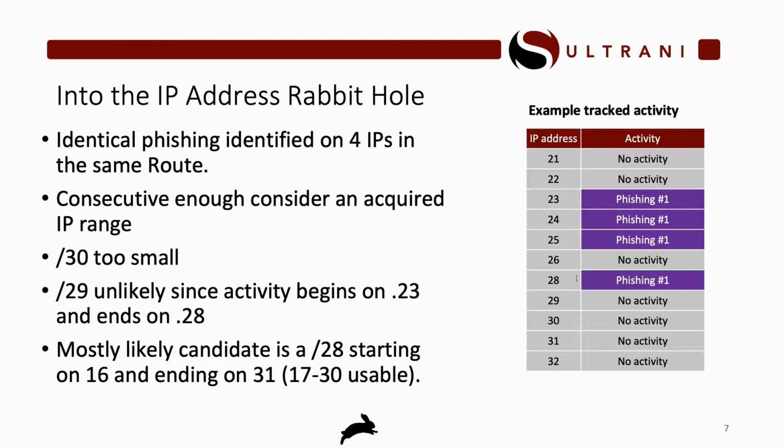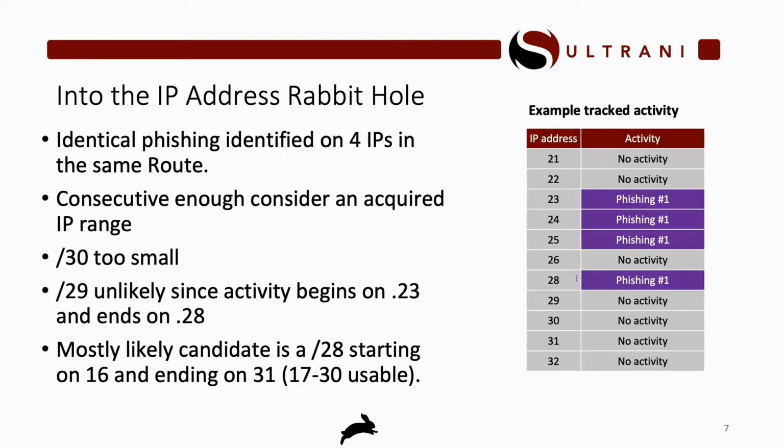And so what we might do with rule number one is look for the edges. In this case, we've got 4 IP addresses, 3 of which are consecutive. There's a gap between 25 and 28. I see I missed 27, so just assume 27's there. 27 also has no activity, and so we have a gap there. If this was one range, one IP block, a /30 is too small, right? A /29 is kind of unlikely because activity begins on 23 and ends on 28. That does not make it a good candidate for the edges, because if you remember how those break down, /29 won't break down that way.